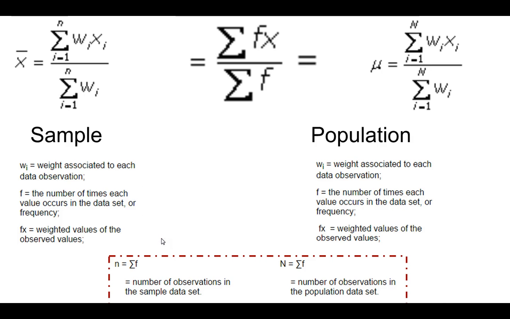So, again, on the left we have the sample, on the right we have the population, and you'll notice that we do have some new variables in here. We still have the familiar x bar, the lowercase n, the mu, and the uppercase N, and the x sub i. So those are the exact same as what we're used to, except now we've introduced this concept of weighting. So w sub i is the weight that's associated with each data observation.